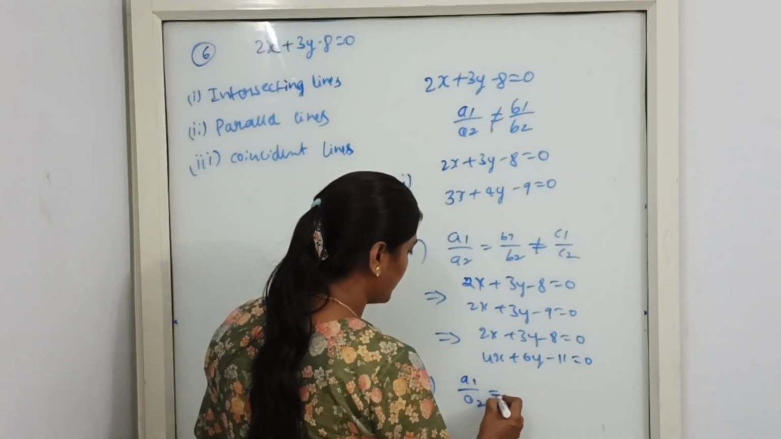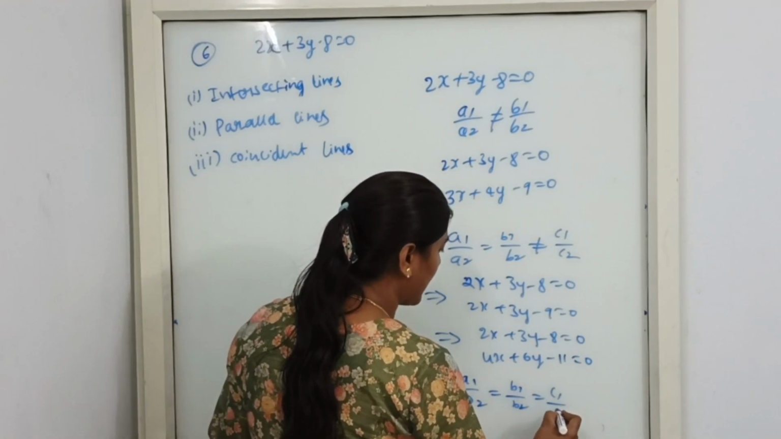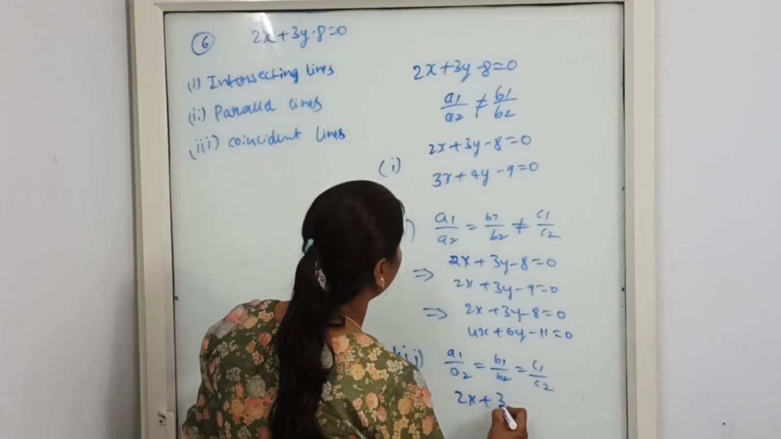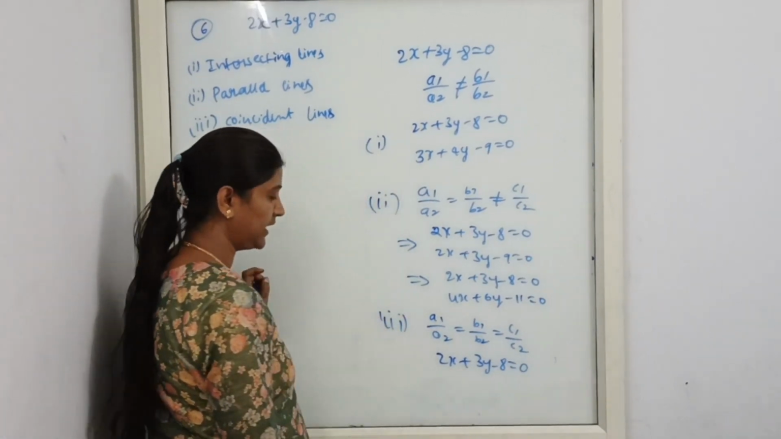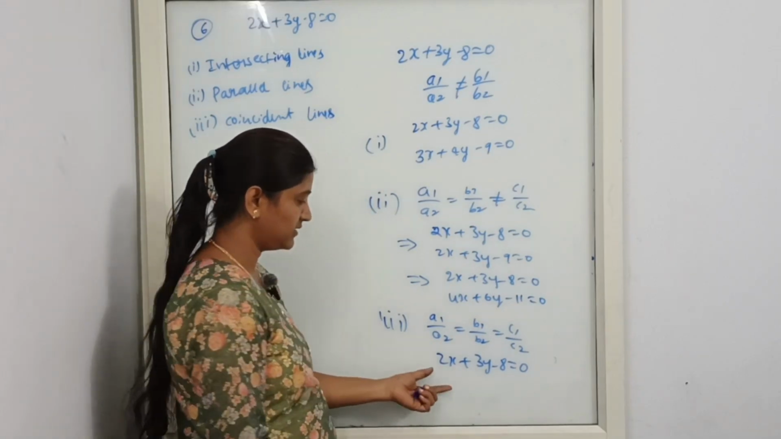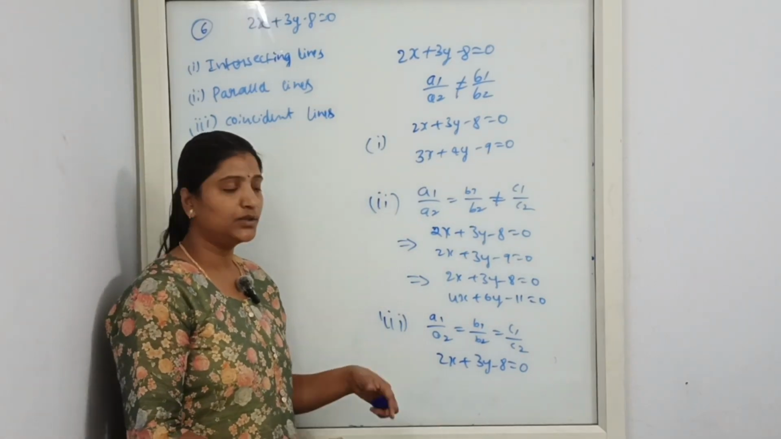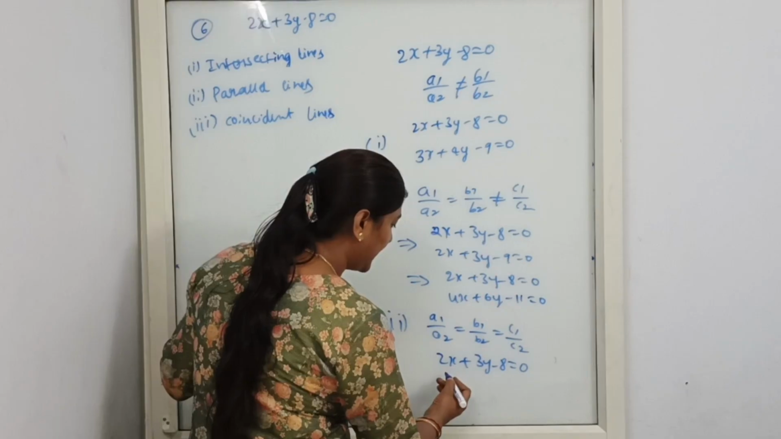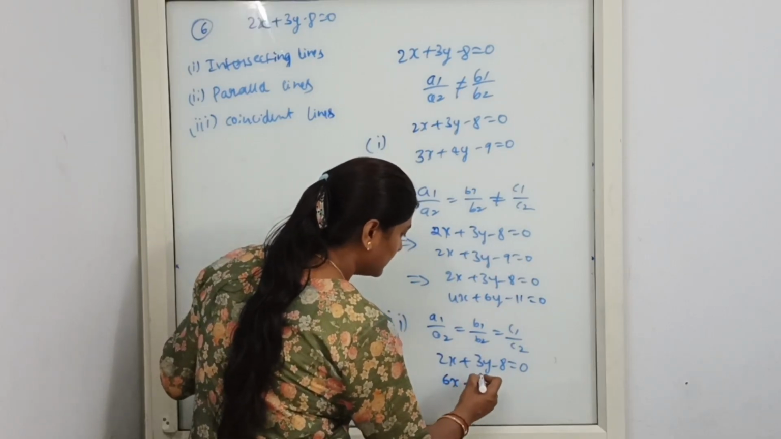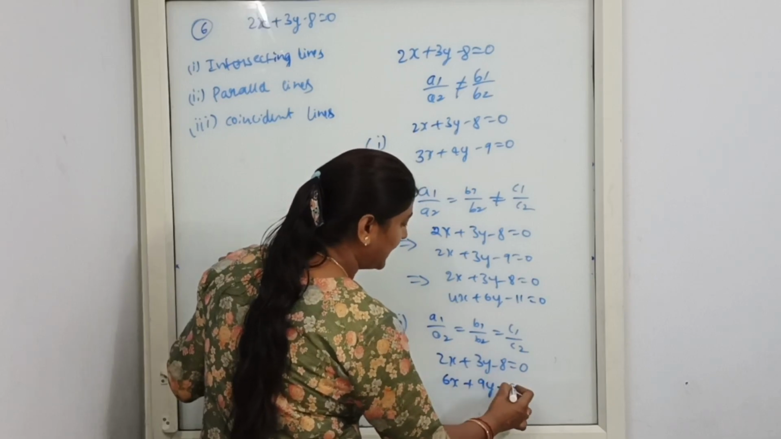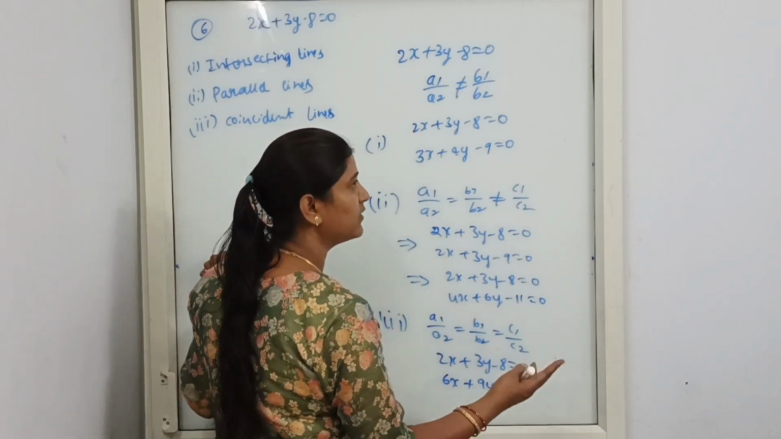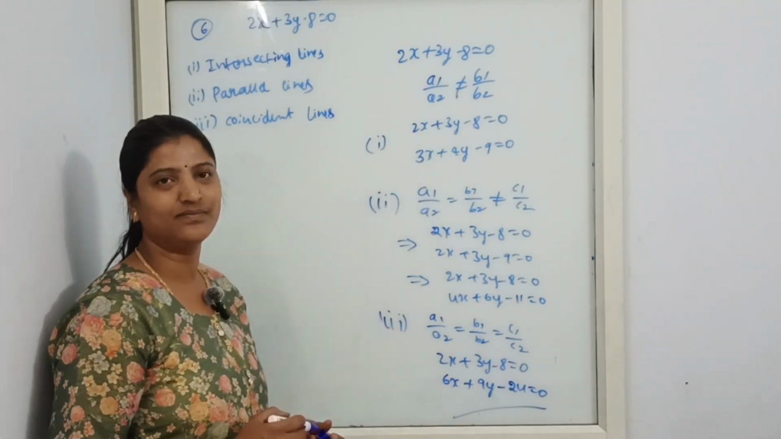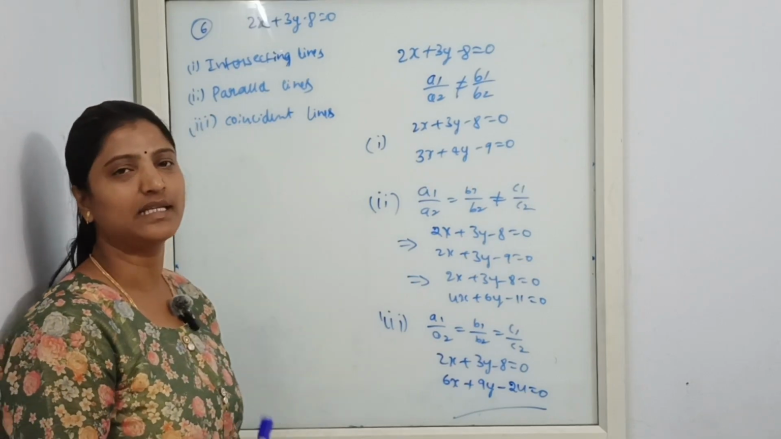Coincide means a1 by a2 is equal to b1 by b2, that also is equal to c1 by c2. So the given is 2x plus 3y minus 8 is equal to 0. So all should be equal, which means you can just recall the tables. In the 2 table, 2 2s are 4, 3 2s are 6, 8 2s are 16. Let me take here 2 3s are 6, 3 3s are 9, 8 3s are how much? 8 1s are 8, 8 2s are 16, 8 3s are 24. So like this we need to form. Clear? Easy only, just understand the basic.